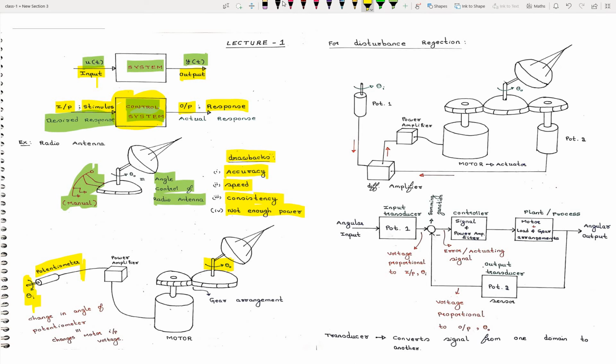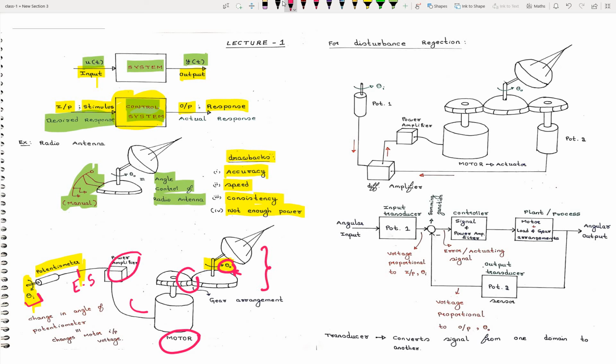Let me use a different pen. So here we will be getting an electrical signal corresponding to theta i. The power amplifier drives the motor. This motor is connected through a gear arrangement. This gear arrangement in contact with the antenna will make the rotation for angle control in this radio antenna system.